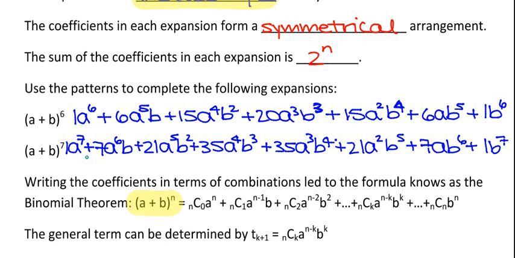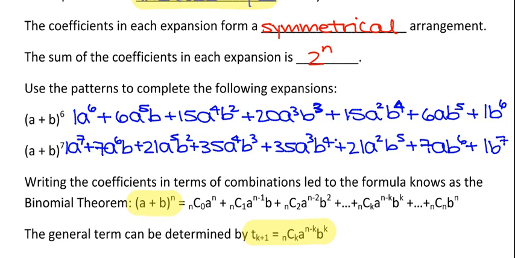So the general term, you may remember hearing this word before. We've used general term when we were talking about Tn, the general term of a geometric series, or Sn for sum. In this case, we have a general term for binomial expansion. So we can actually get any term in the expansion without having to expand the whole thing.